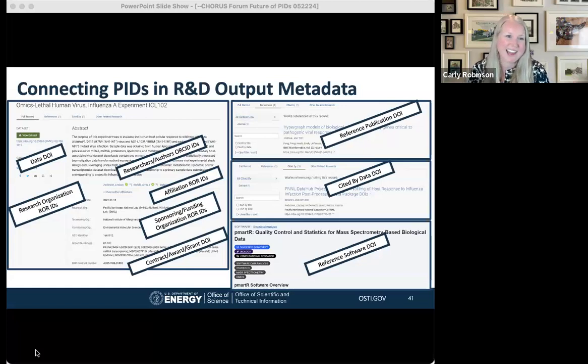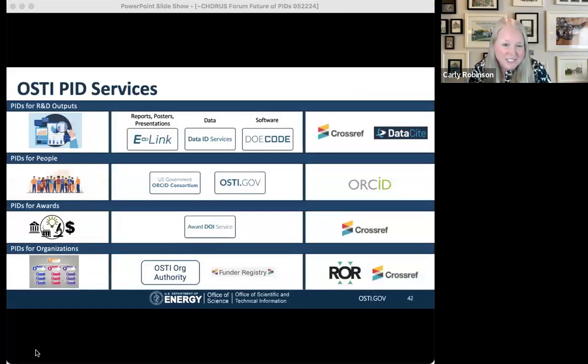And if you go to the next slide, we have a lot of different services where we are offering persistent identifier services. So assigning DOIs to research outputs if they're not getting a DOI from another source. We lead the US government ORCID consortium and have an ORCID integration with our search tool, OSTI.gov.